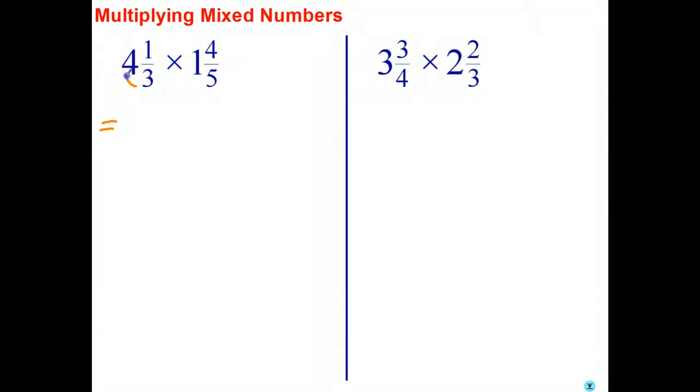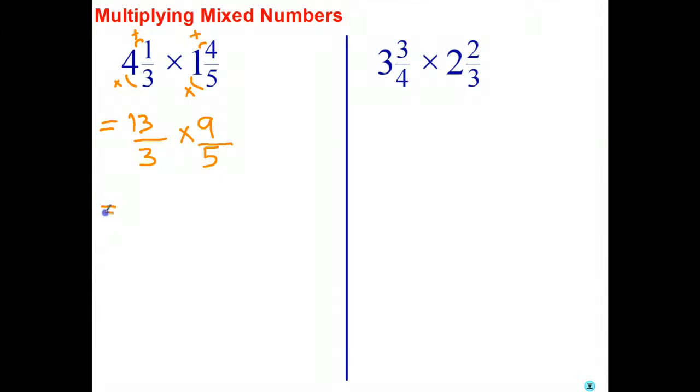So 4 times 3, we multiply those, and we add there. 4 times 3 is 12, plus 1, that's 13 over 3. 5 times 1 is 5, plus 4 is 9, all over 5.